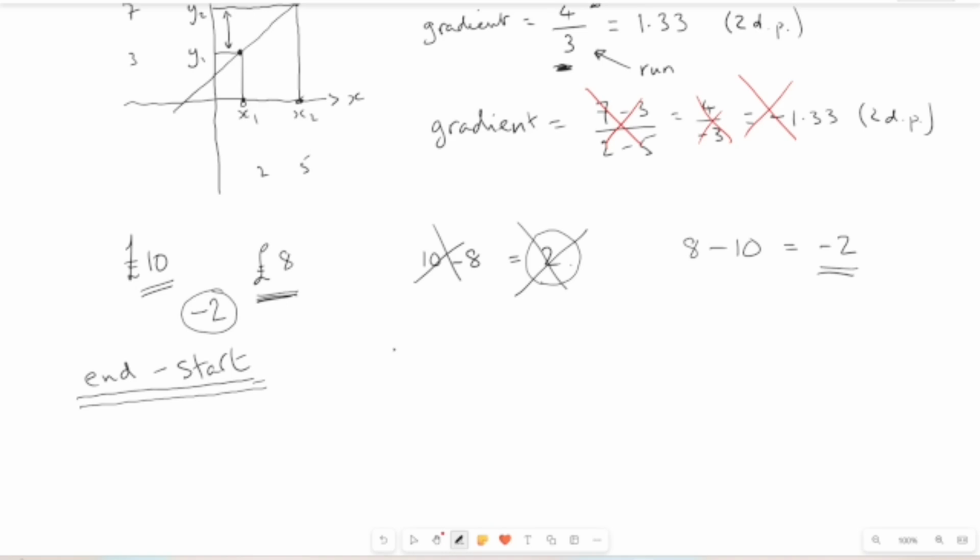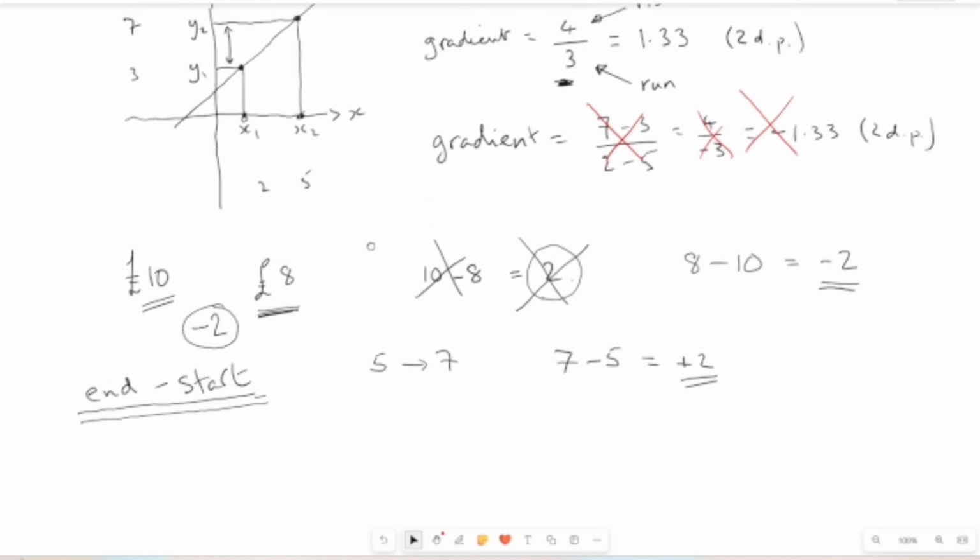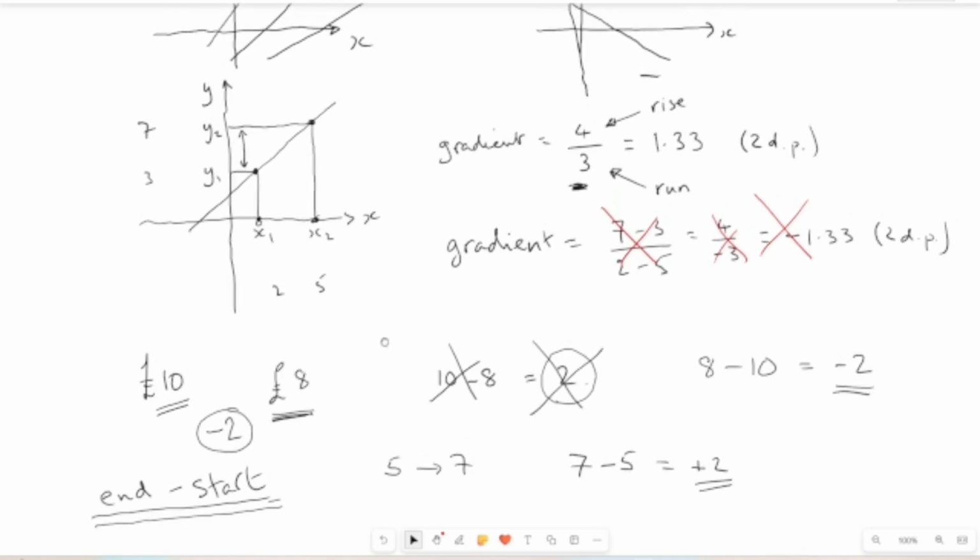If you'd started off with £5 and you'd ended up with £7, then the end condition is 7, start condition is 5, 7 minus 5 is +2, and that is the change in this case. You've gone up £2. So if you do the end minus the start, it sorts the signs out for you. I'd recommend you do that with all intervals that you're calculating.